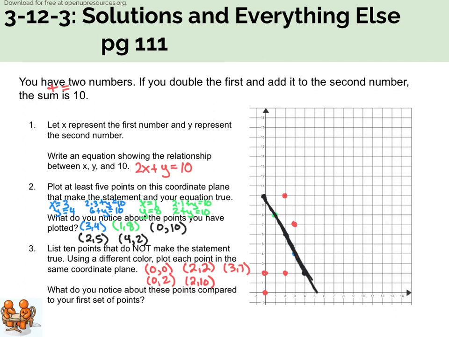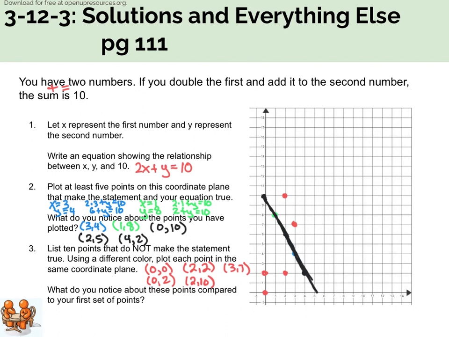That's over here. So what's going on with these points that do not make the statement true? If we look at 0, 0, 2 times 0 is 0, plus 0 is 0. That does not equal 10. If we actually put them into the equation, they do not make both sides equal. If we put numbers in for x and y, it does not equal the 10 that we're looking at. So what do we notice?